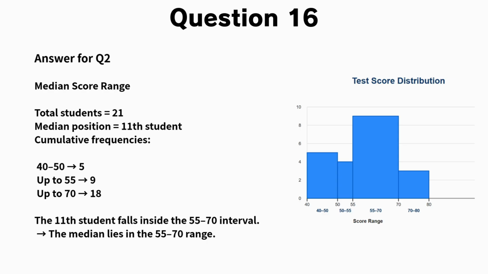This estimate assumes the scores are roughly evenly distributed within the interval, which is a standard assumption when interpreting histograms. This process demonstrates how histograms provide ranges rather than exact values for measures like the median. We use cumulative frequency counting to determine which interval contains the middle value, then report that entire interval as our median range.